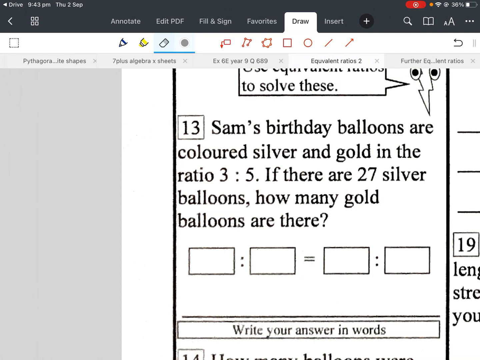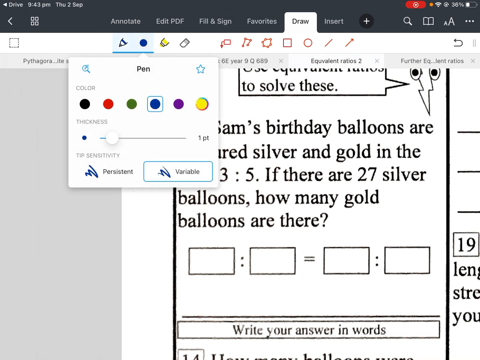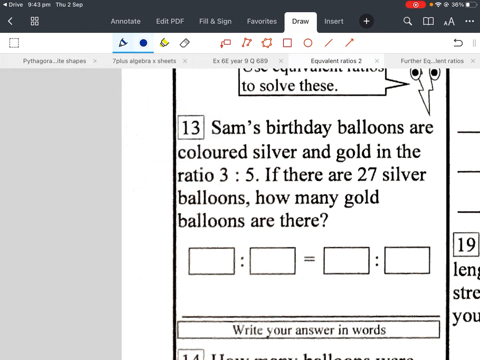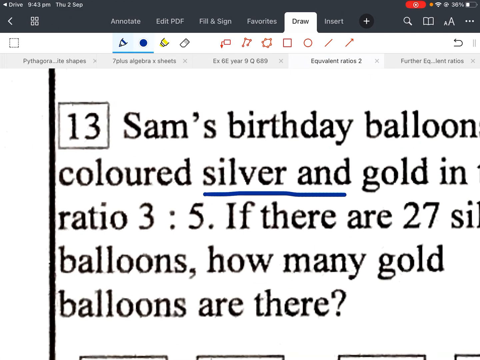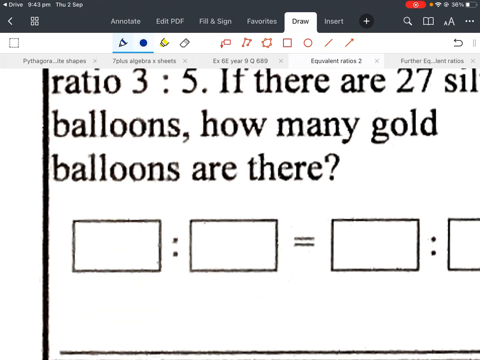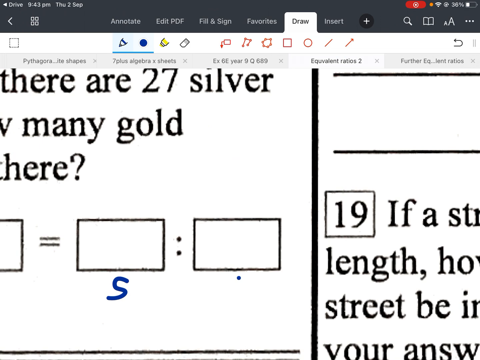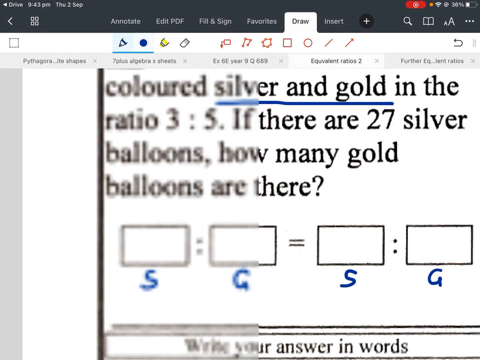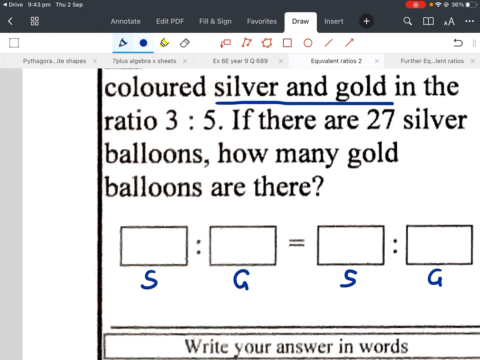Let me just get this. It's a bit on the fat side because I had to make this bigger. Notice it says silver and then it says gold, so that's the order these have to be in. That stands for silver, that stands for gold, that stands for silver, and that stands for gold. Whatever the order in the question is, that's the order the ratios are in. Then it says 3:5, so I put those in those orders. Now it says if there's 27 silver, so I put 27 where the S is. How many golds are there?